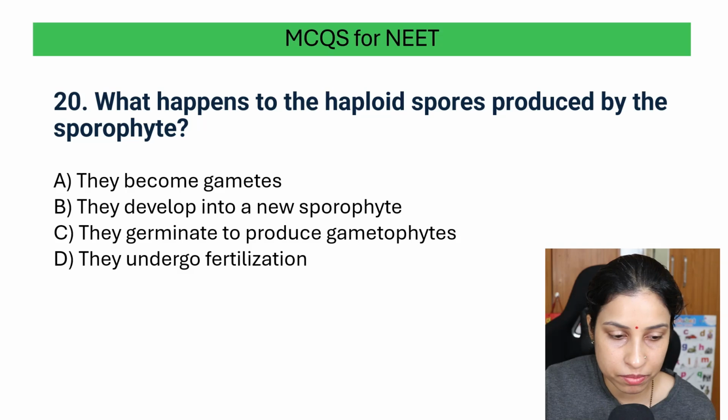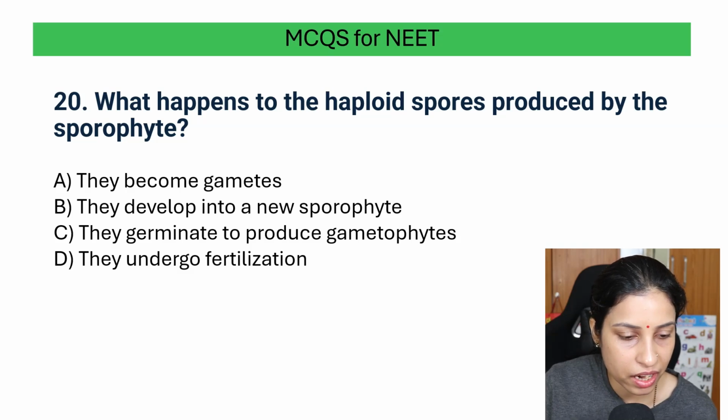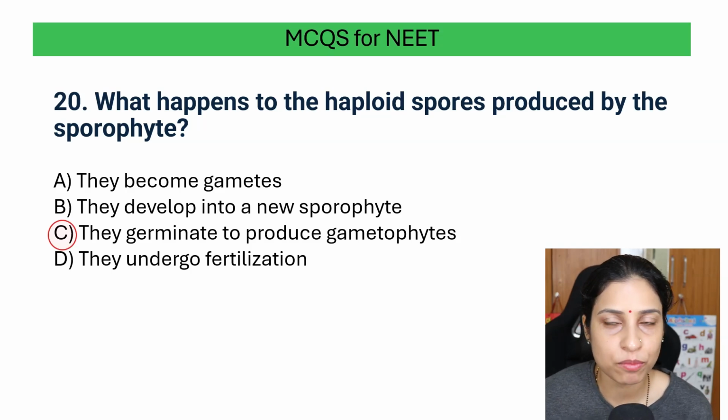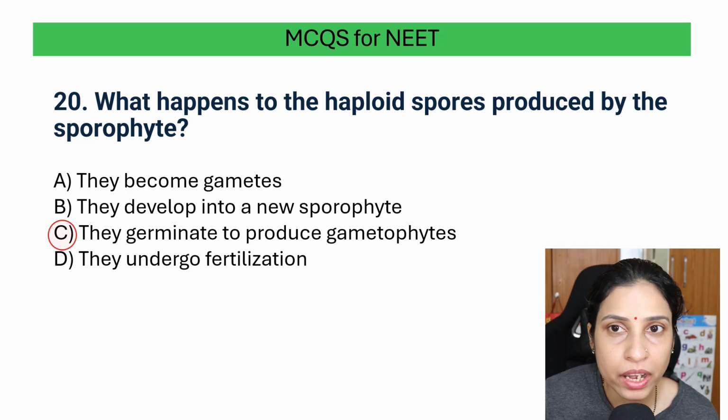They become gametes? They develop into new sporophyte? They germinate to produce gametophyte, or they undergo fertilization? What is the next step? They germinate. Next, immediately the spore is released from the sporophyte. They germinate and produce the gametophyte.